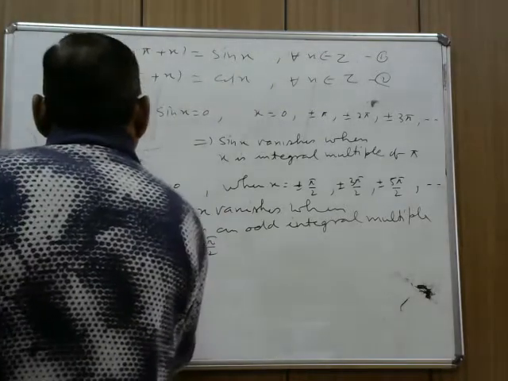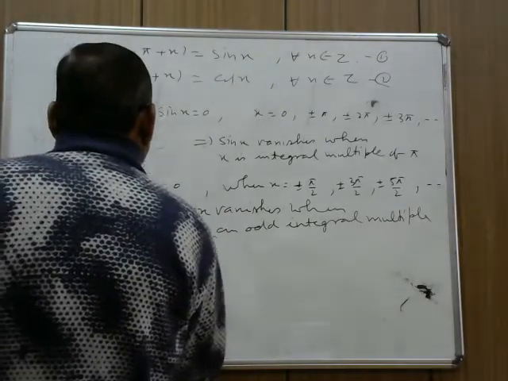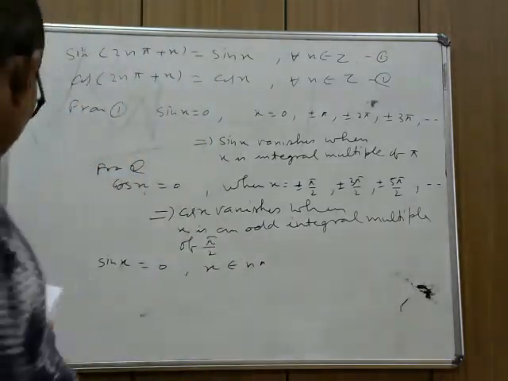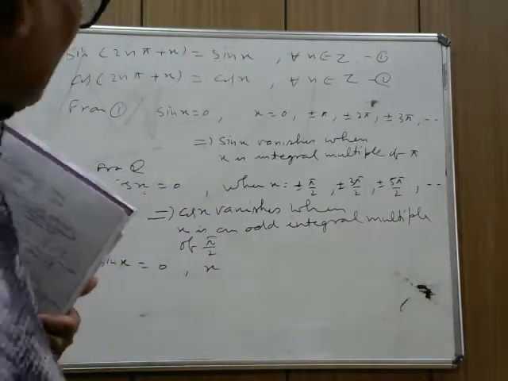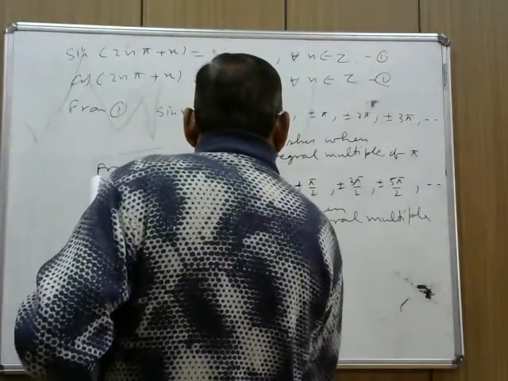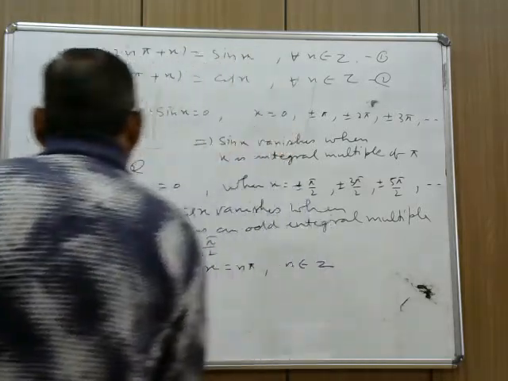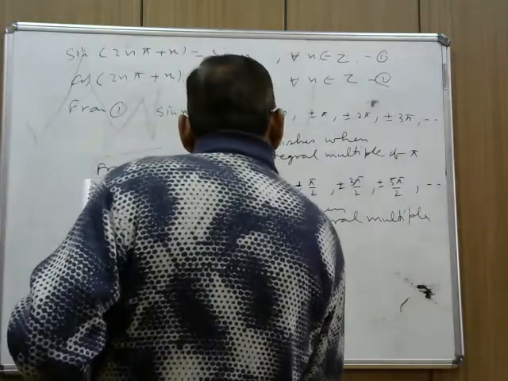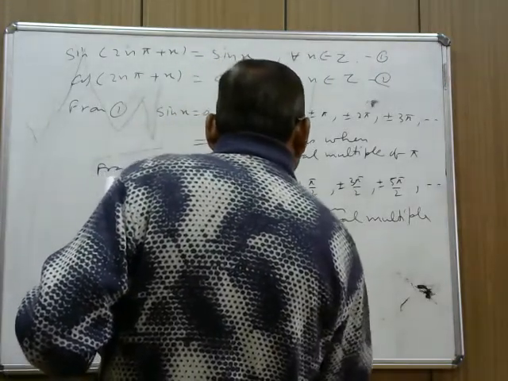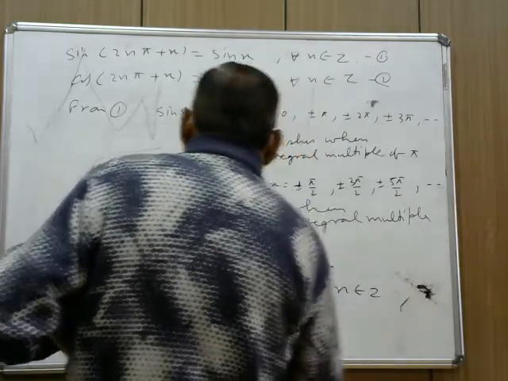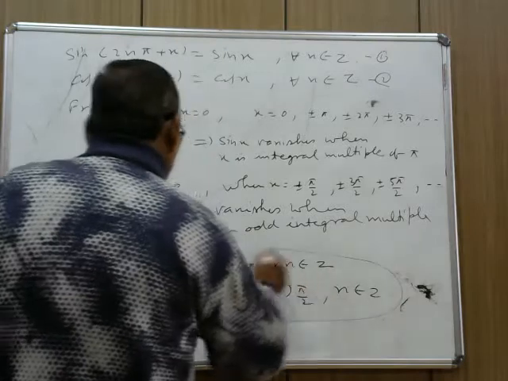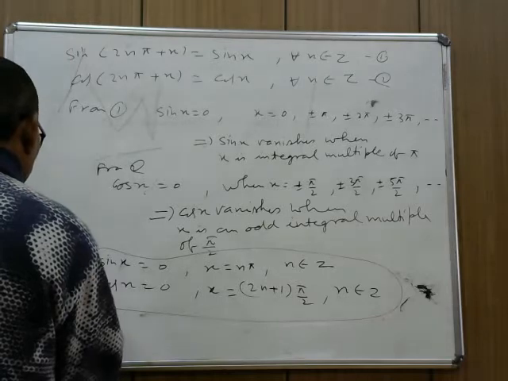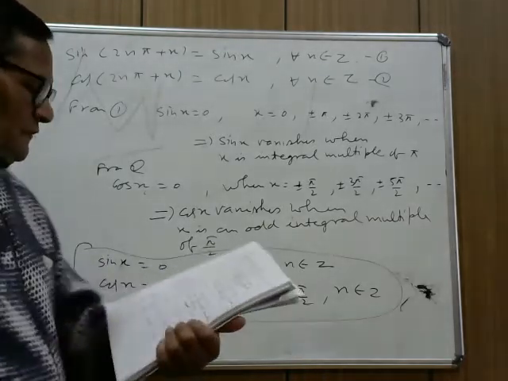Now we come to this point: sin x is 0, x equal to n pi, where n is an integer. Cos x is 0 when x is equal to (2n plus 1) into pi by 2, n belongs to Z. That is the final result for this. You remember that.